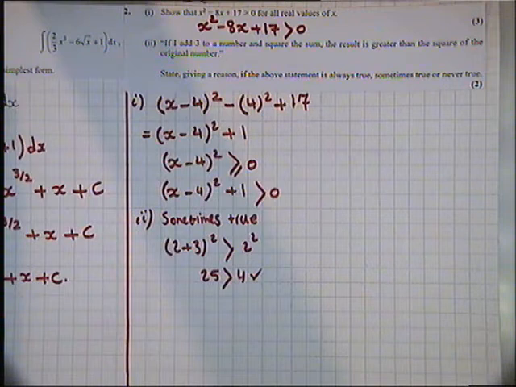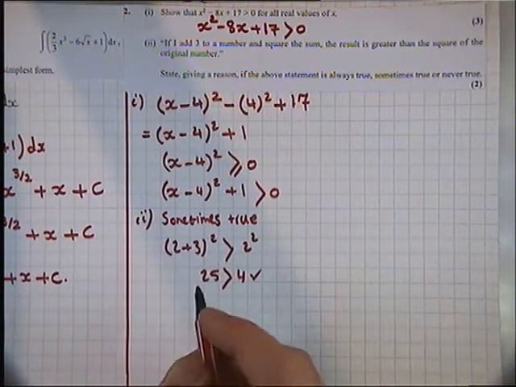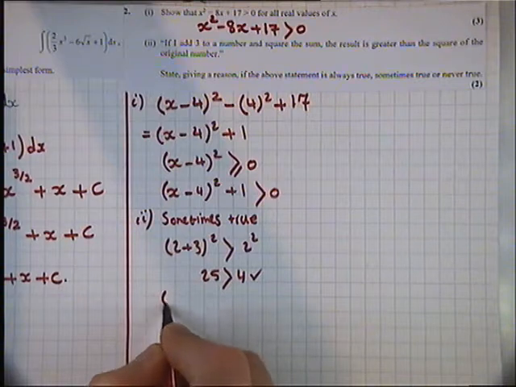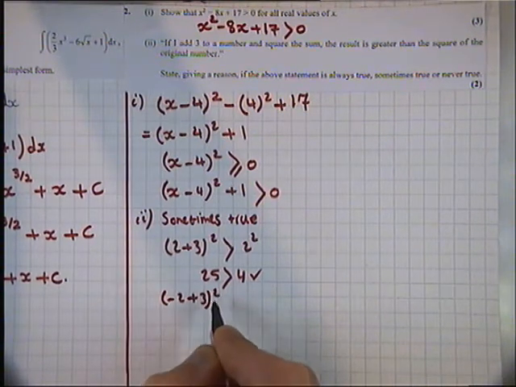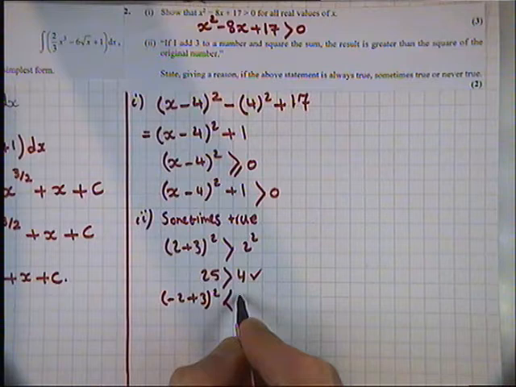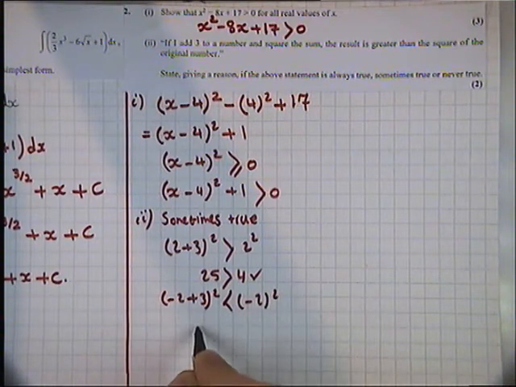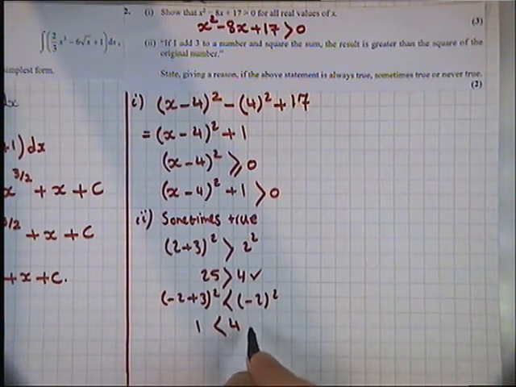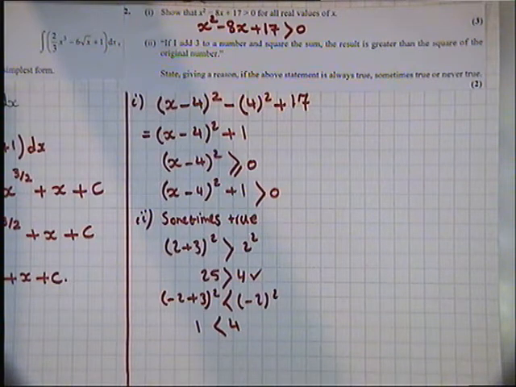Okay, so let's see, for example, for minus 2. Minus 2 plus 3 squared is less than minus 2 squared. 1 is less than 4. So therefore, if I add 3 to a number and square the sum, the result is greater than the square of the original number. We can see in some cases it is true, but in other cases it's not. So therefore, it's sometimes true.